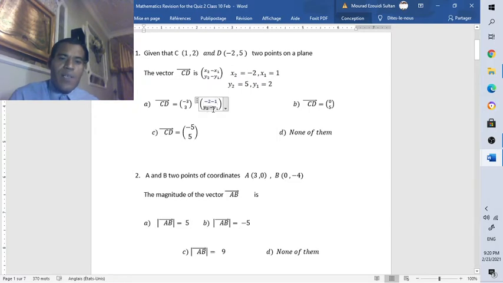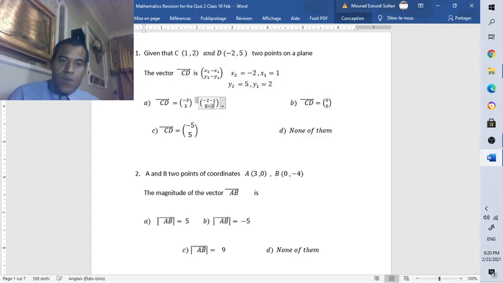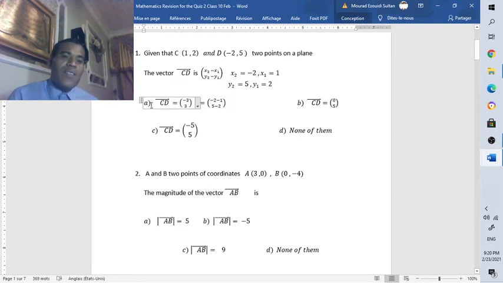Then the second component of the vector CD, in the y-axis, will be y2 minus y1, which means 5 minus 2. Minus 2 minus 1 gives minus 3, and 5 minus 2 is 3. So the correct answer, my learners, is A. This is the correct answer.